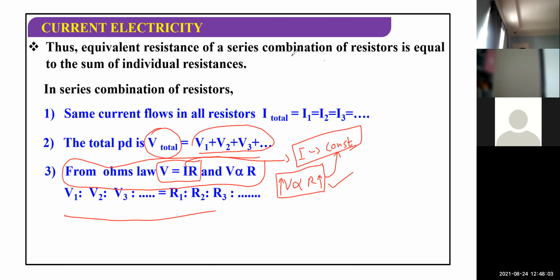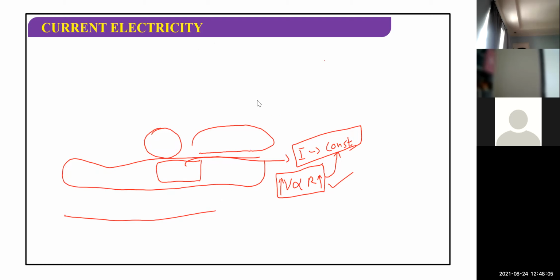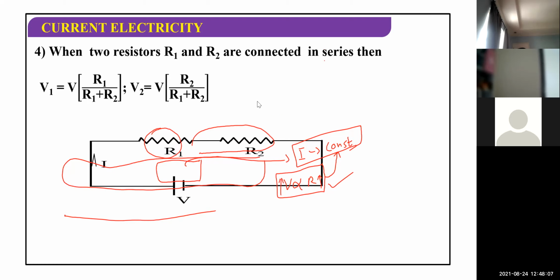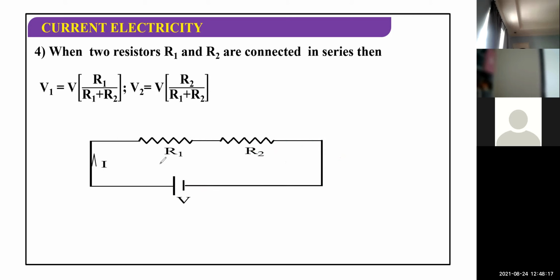There is one more result. I want to show you another slide, children. This is equation number 4, and it is a very, very important equation. Again, just focus on this circuit diagram. In this circuit diagram, we have two resistors R1 and R2 connected with a voltage. Some current I is flowing in the circuit.